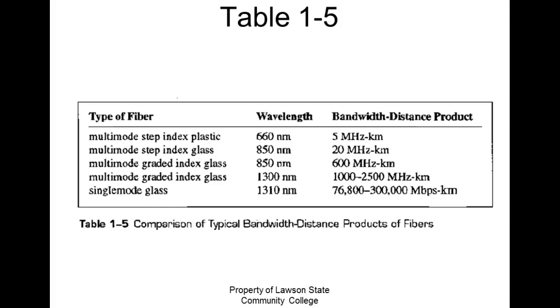We're using graded index glass, 850 nanometers. So our cable's rated at 600 megahertz per kilometer, which is pretty good, right? You understand that? But if I ran it 2 kilometers, then we would have to drop it down to 300 megahertz. Everybody understand that? That makes sense? Multi-mode graded index running at 1300. This cable is designed for this light. This goes from 1 gigahertz all the way up to 2.5 gigahertz per kilometer.